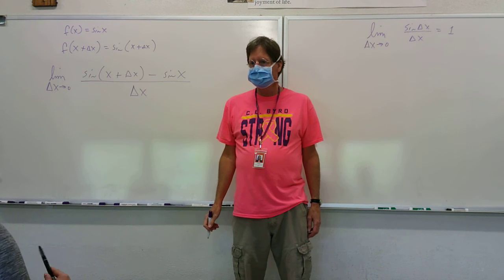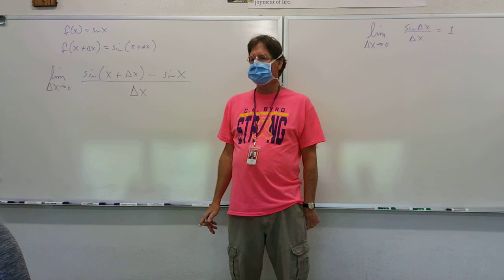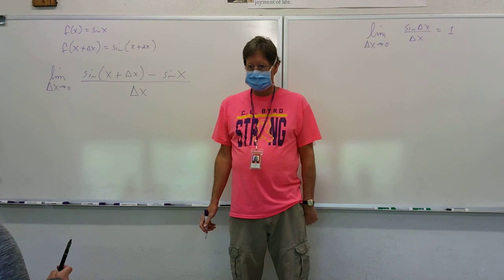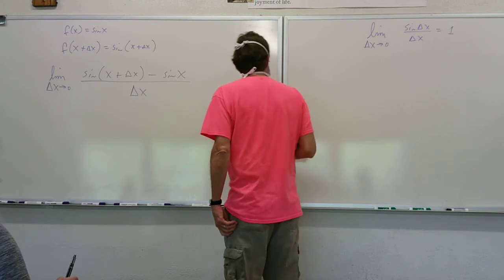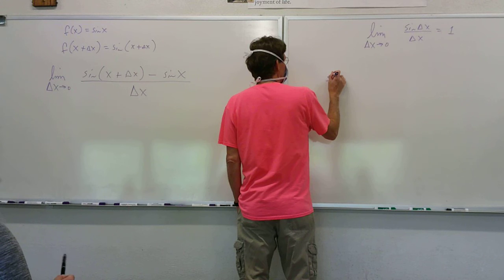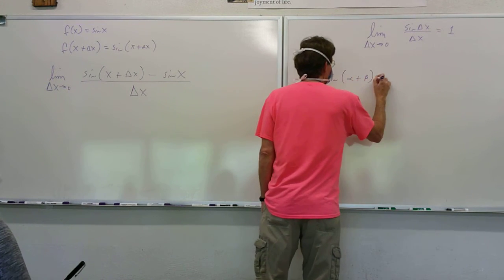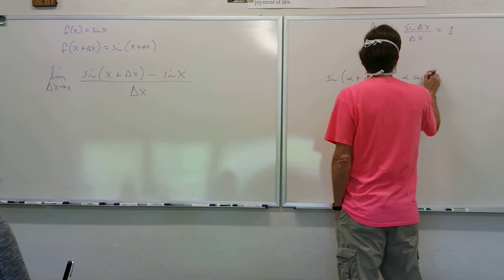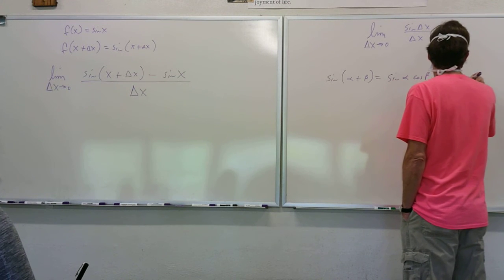You can't distribute the sine of it, but on the back of your sheet, you had some rules. I believe the rule said that the sine of alpha plus beta equals the sine of alpha cosine of beta plus the sine of beta cosine of alpha.